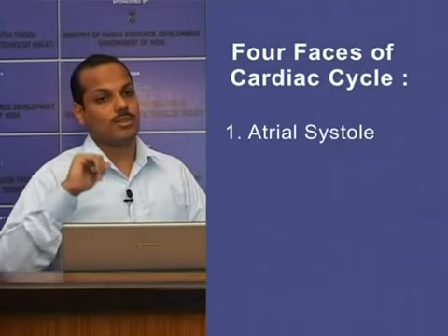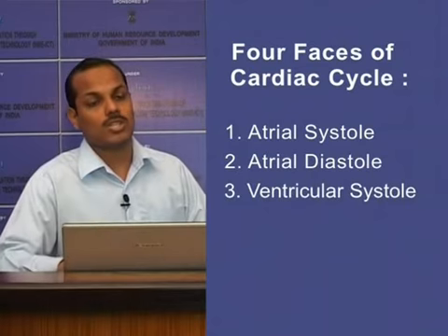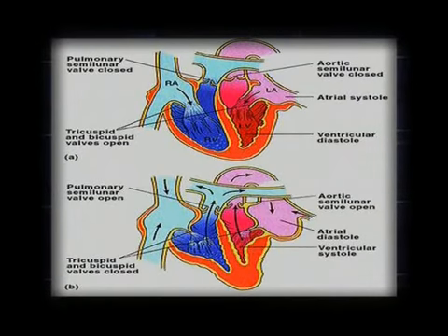Now, the phases of the cardiac cycle. The cardiac cycle can be divided into 4 phases: atrial systole, atrial diastole, ventricular systole, and ventricular diastole. It starts with atrial systole, which begins with atrial contraction and forces a small amount of additional blood into the relaxed ventricle. Then atrial systole ends and atrial diastole begins.